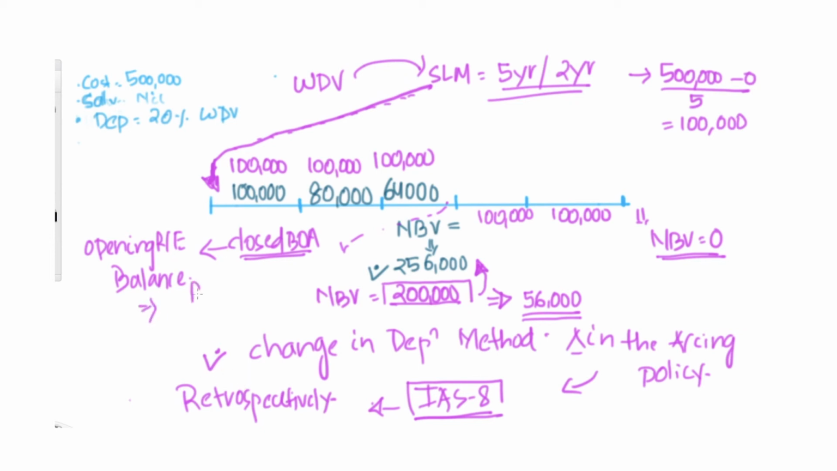The net entry would look like this. The net entry is retained earnings 56,000 to PPE 56,000. We have reduced the property, plant, and equipment by 56,000. So this is what we call a change in the accounting policy in respect of the method that we are applying, the depreciation method that we are applying.